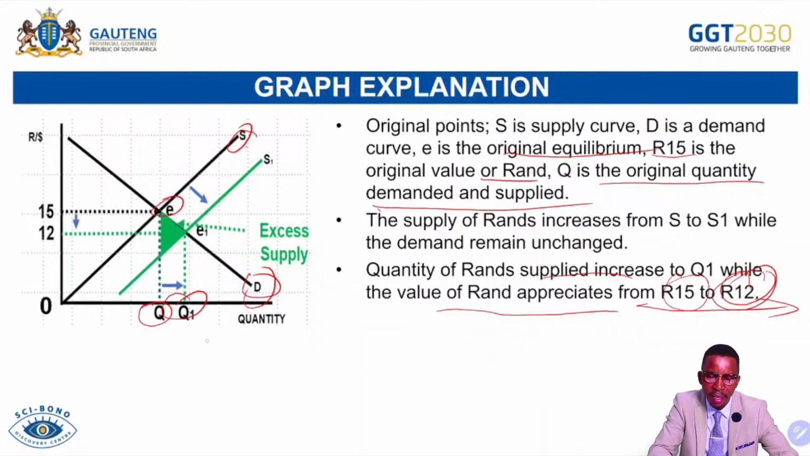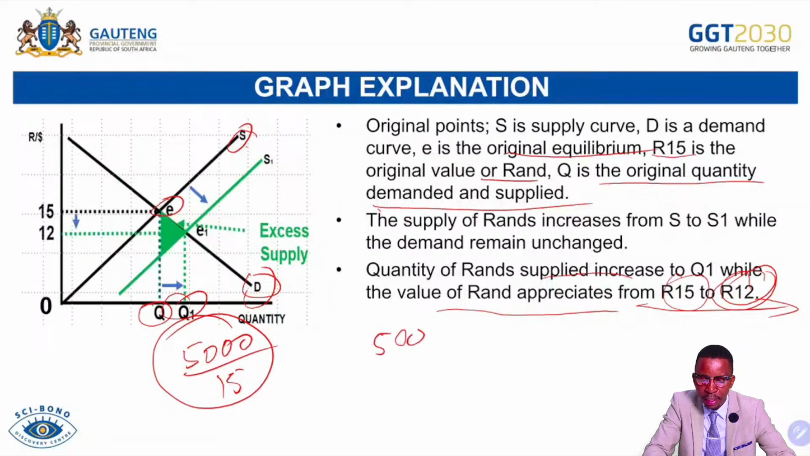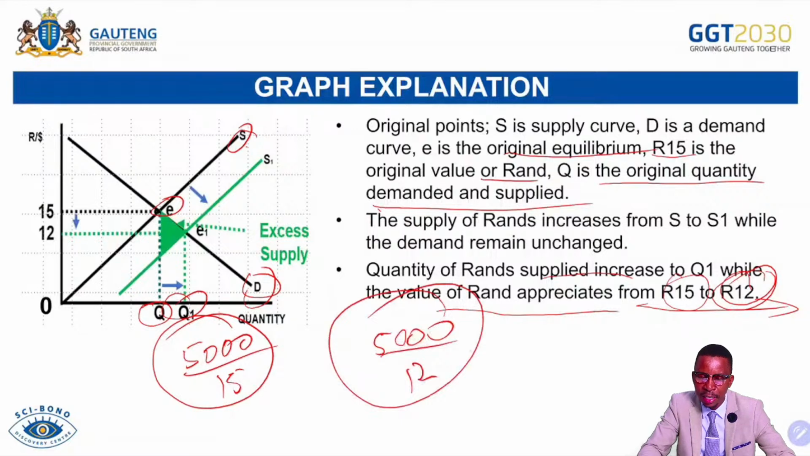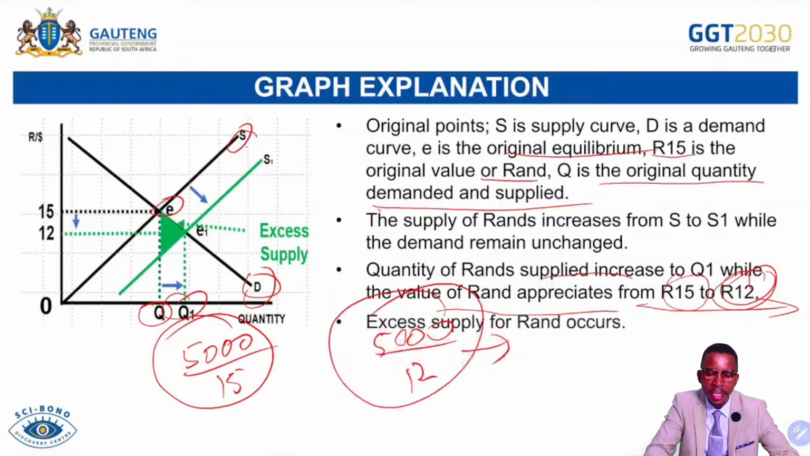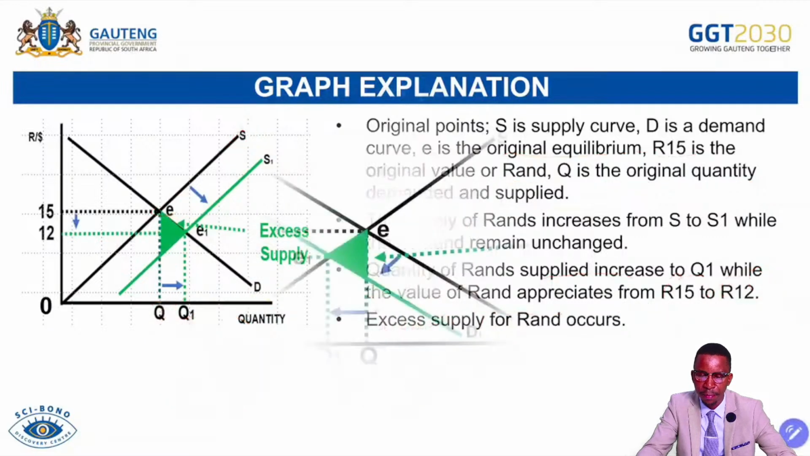To see whether the currency favors you or not, you take the amount of money you have, maybe 5,000 rand, and divide by 15. How many dollars will you afford? Then take the same 5,000 rand and divide by 12. Obviously, 5,000 rand will give you more US dollars. That means your currency is stronger, because you can afford more US dollars. So excess supply of rands occurs because the supply of rands increases more than the demand for rands.